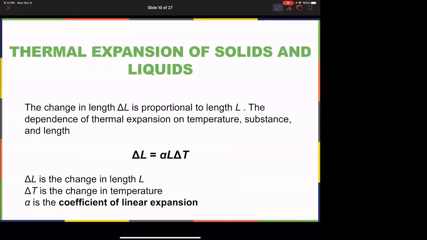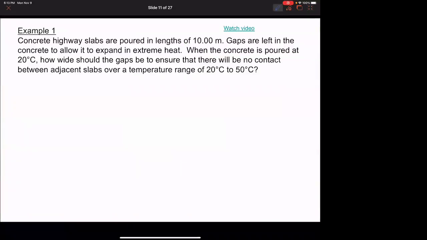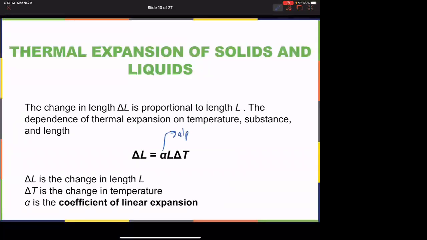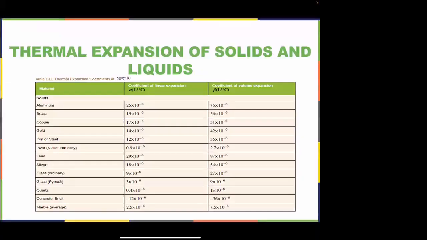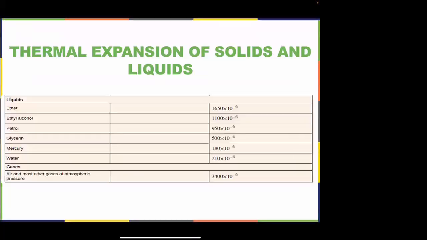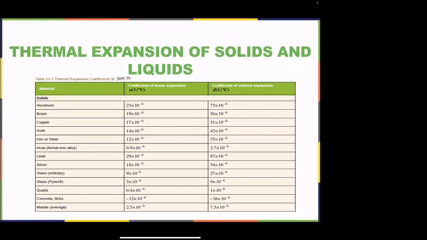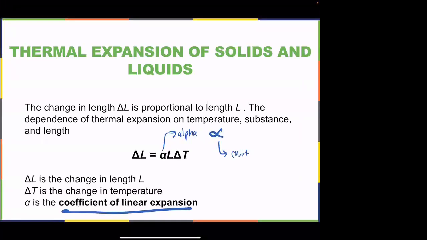All right, so the formula for thermal expansion: delta L equals alpha L delta T. This is an alpha, a Greek letter. I'll write it a little bit like that. Now, alpha comes off of a chart. It's the coefficient of linear expansion, and I have the chart over here. It's in your book if you need it for reference. Notice the units for alpha are 1 over Celsius, 1 over degrees Celsius.